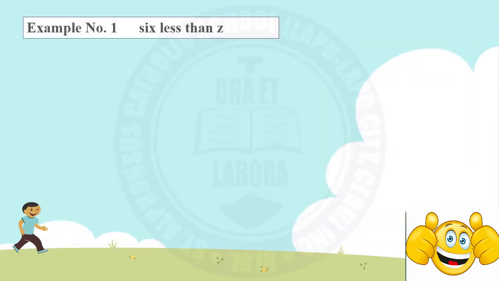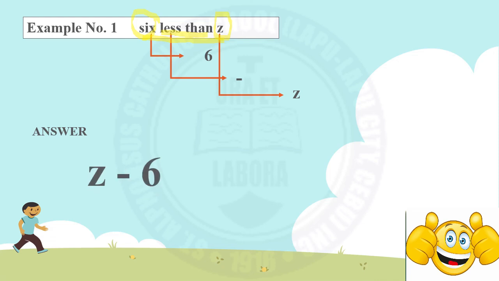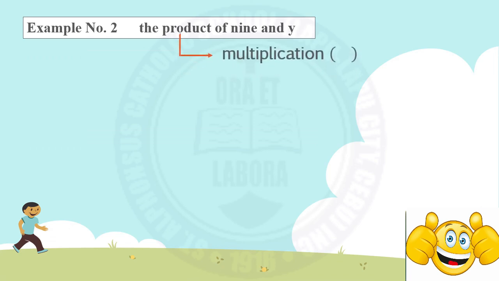Let's have an example. 6 less than z. We have the words 6 less than, then the word z. Less than means minus, then the word z. And our final answer, z minus 6. Example number 2. The product of 9 and y. The word product means multiplication. 9 and y. The product of 9 and y is 9y. And our final answer is 9y.